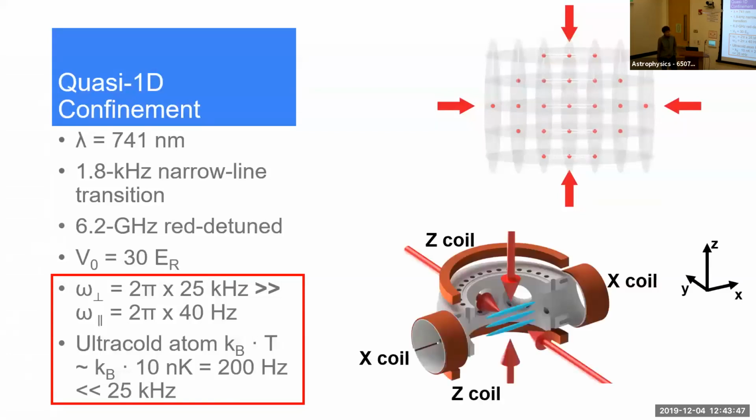Here I'm showing a cross-section of our vacuum chamber. You can see the two lattice beams as shown by the red arrows, and the array of tubes here. And how we tune our dipole-dipole interaction is simply by running current through two pairs of near-Helmholtz coils, to set our external bias field direction in the XZ plane, and the dipoles follow that pointing.